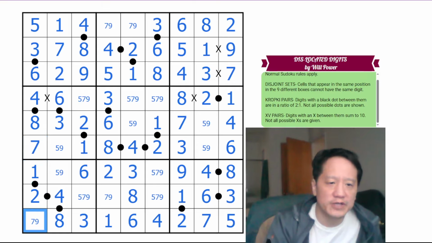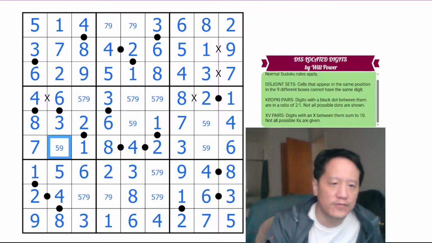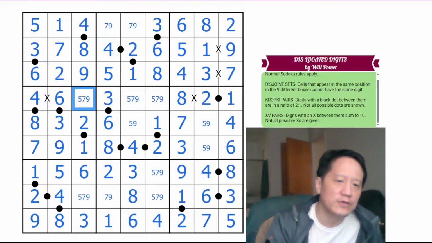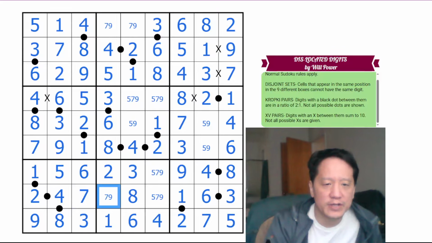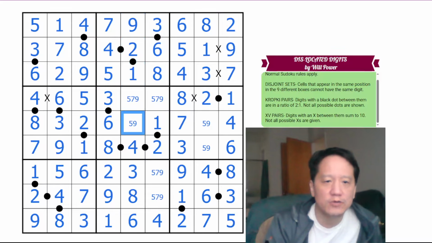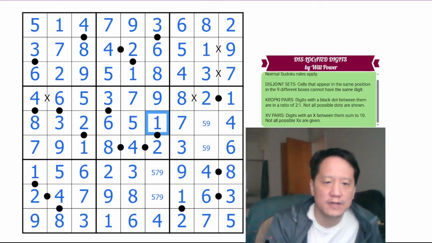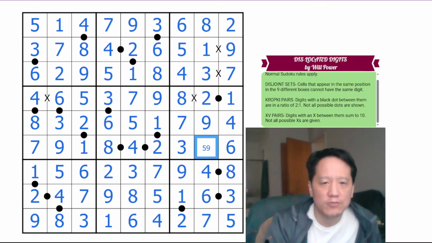This is 7, which eliminates 7 here, so that's 9, which eliminates 9 here, so it's 5, which eliminates 5 here, so it's 9. This can't be 7 or 9, it's 5. This can't be 5 or 9, it's 7. 7 eliminates 7 here, so it's 9, which eliminates 9 here, so it's 5. This can't be 5 or 9, it's 7. No 5 or 7, it's 9. This can't be 5 or 9, it's 7. This can't be 7 or 9, it's 5. 5 eliminates 5 here, so it's 9, which eliminates 9 here. So that's 5.